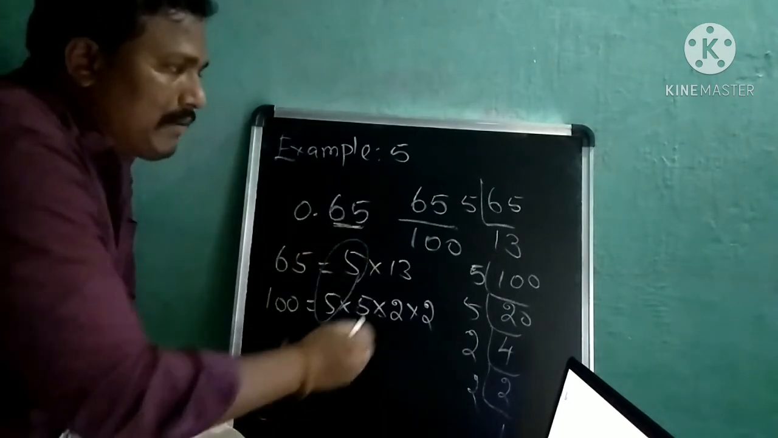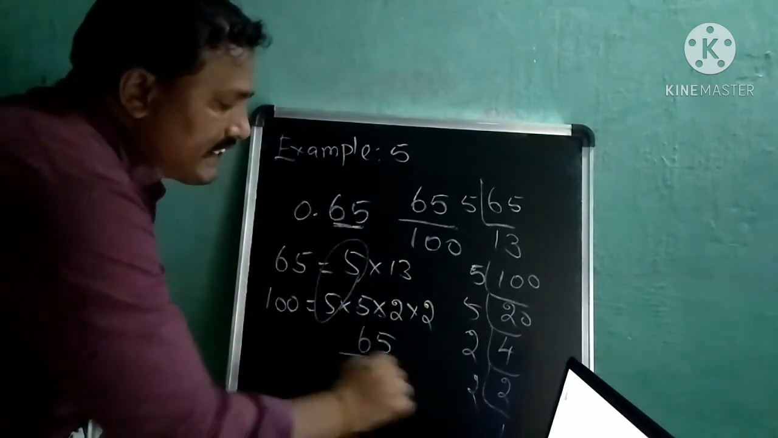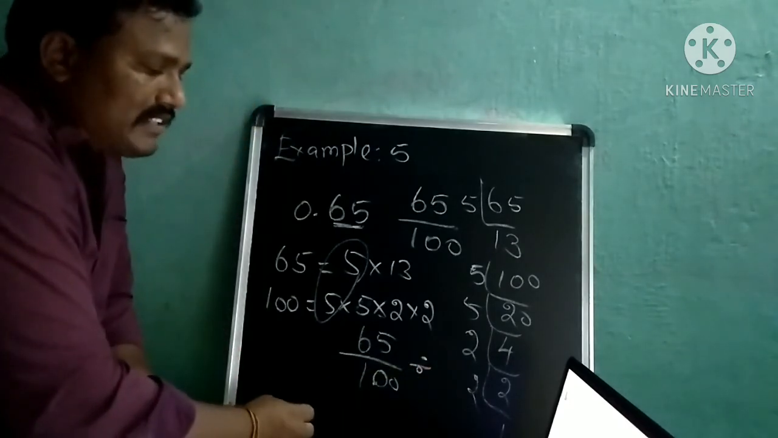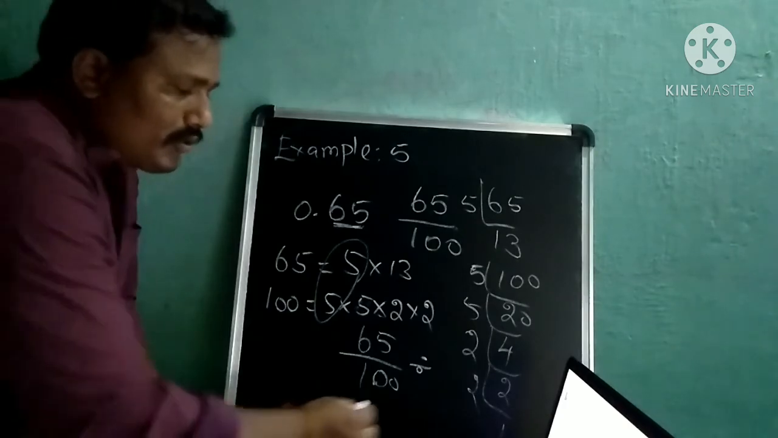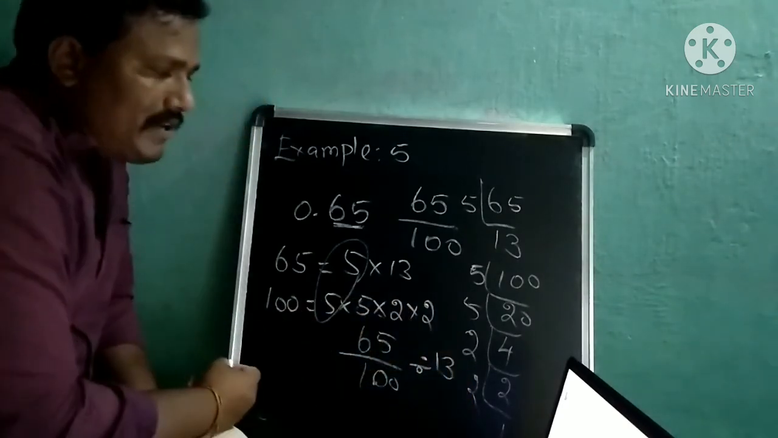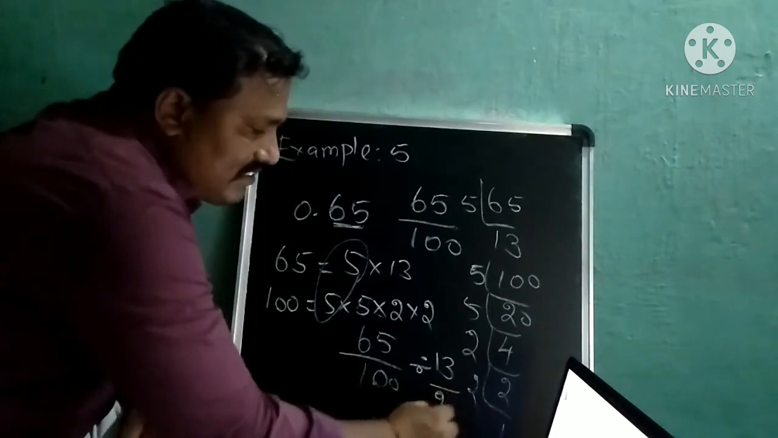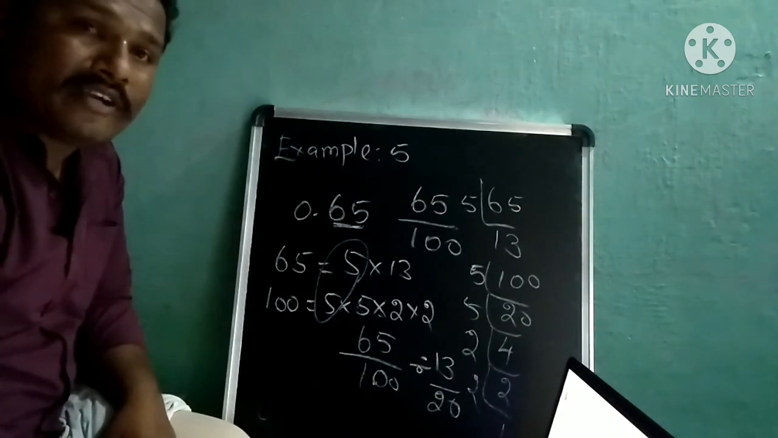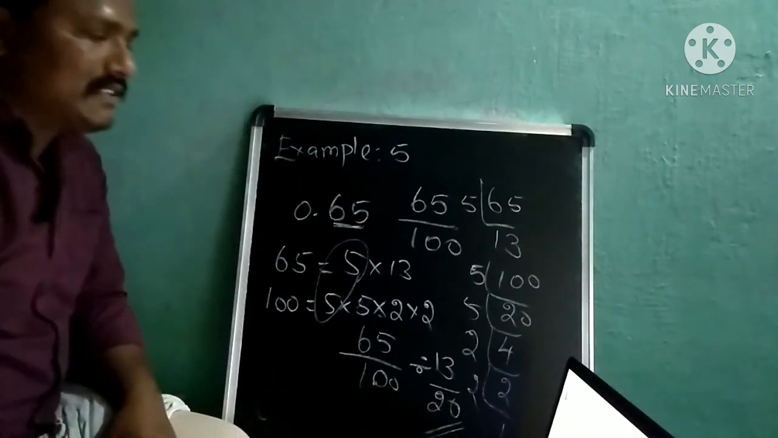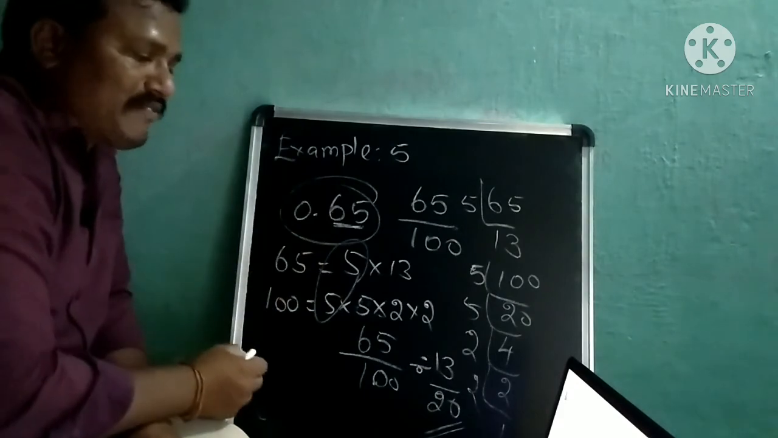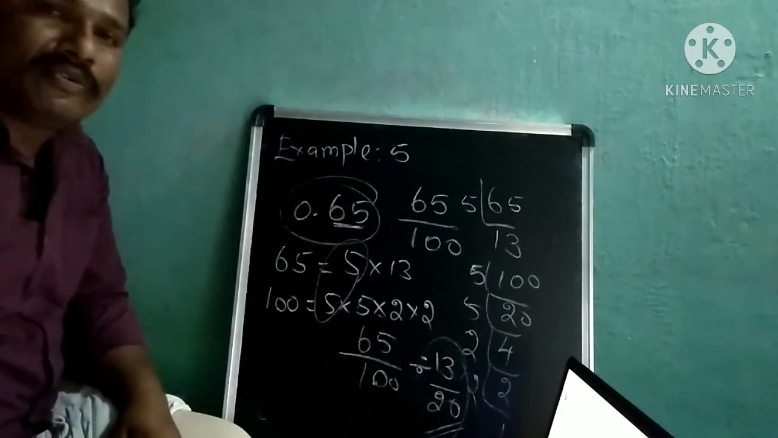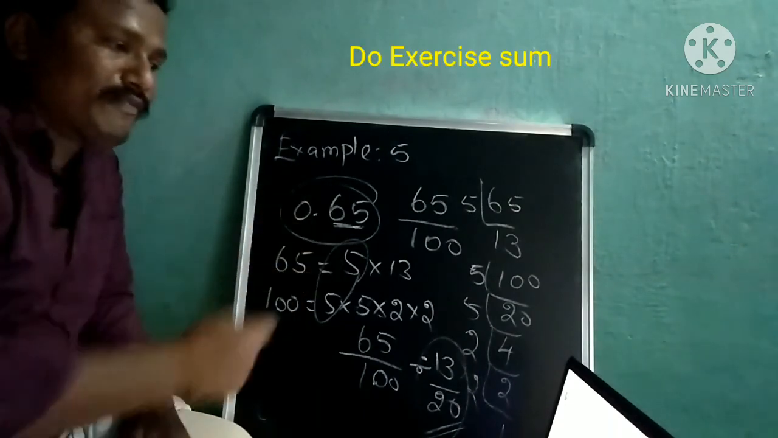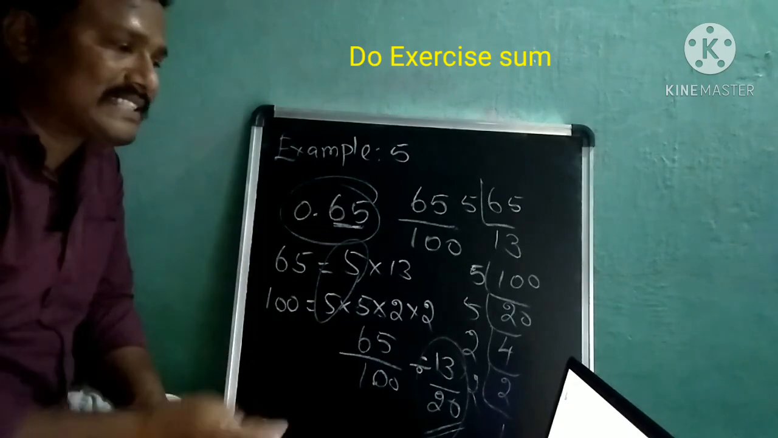So you take the common factor and divide 65 by 100. I am going to divide by 5. You know 13 5s are 65, then 20 5s are 100. So 13 upon 20 is the fraction. So 0.65, if you convert it to a fraction, you will get 13 upon 20 as the answer. I hope you understand how to convert a decimal number into a fraction. Do the remaining exercise sums as homework.